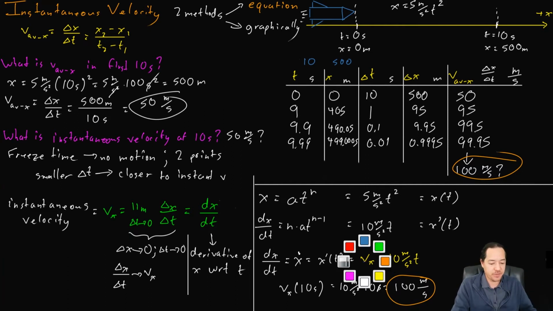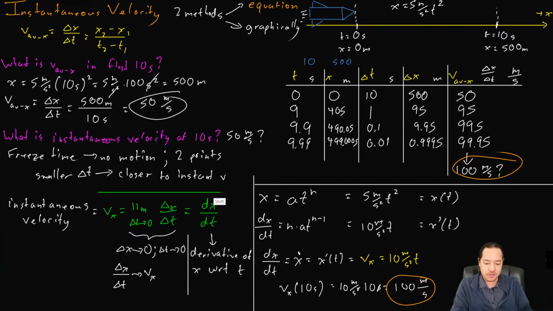So here we go. This is a very, very important thing that you have to remember. It's the fact that the instantaneous velocity is going to be equal to the derivative of x with respect to t. Okay, let's look at a few other little properties here for instantaneous velocity.